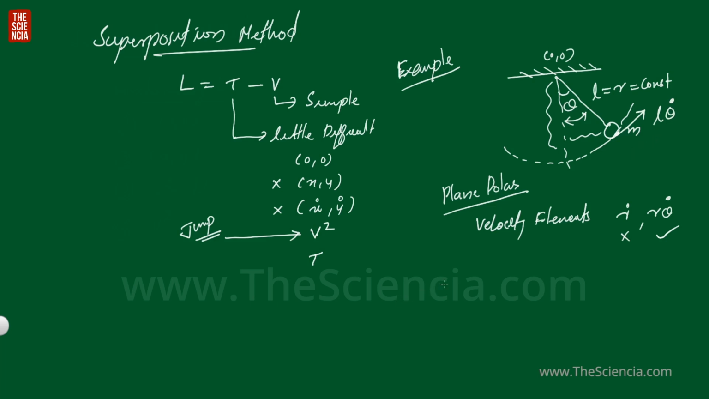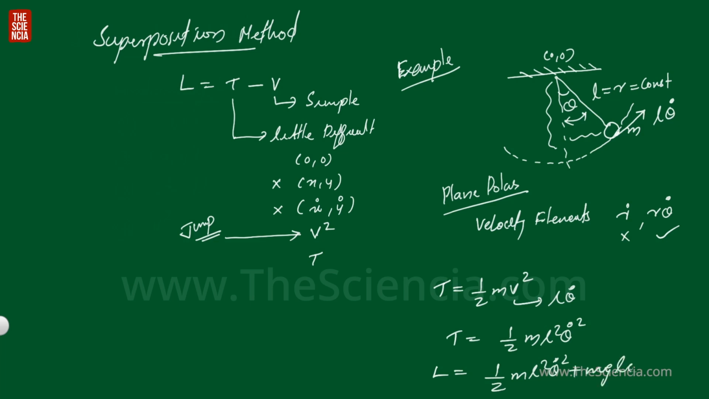So we can directly write the kinetic energy, that is half m v square. We know what the v value is. V is equal to L theta dot. So we get kinetic energy is equal to half m L square theta dot square. So we can write Lagrangian is equal to half m L square theta dot square minus mgl cos theta, that is plus mgl cos theta.